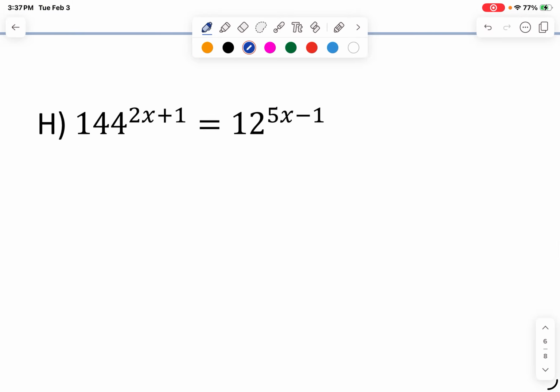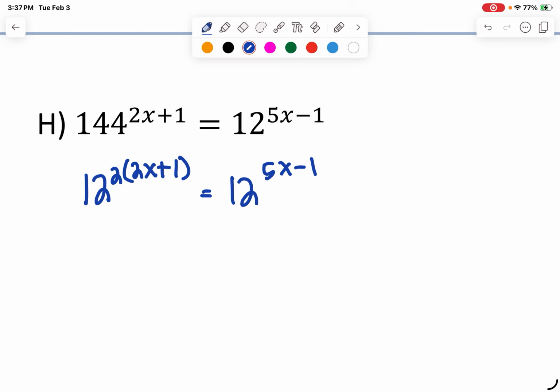Here's the next one. All right, looking at your bases, you can rewrite 144 as 12 squared. And really what you're doing, instead of just writing the 12 squared and then going like this, 2x plus 1, I should be saying, I'm gonna back it up, Terry. There we go. I should be saying this is 12 squared to the 2x plus 1, and then you can see it's a power to a power. Keep your base, multiply exponents. That's what I'm here with, right? Equals 12 to the 5x minus 1.